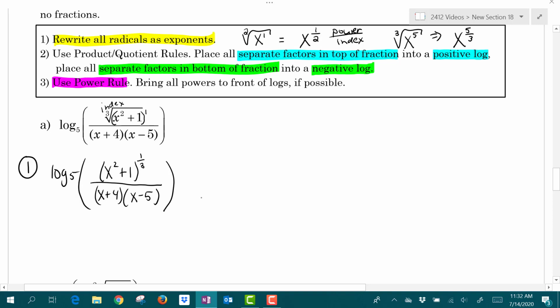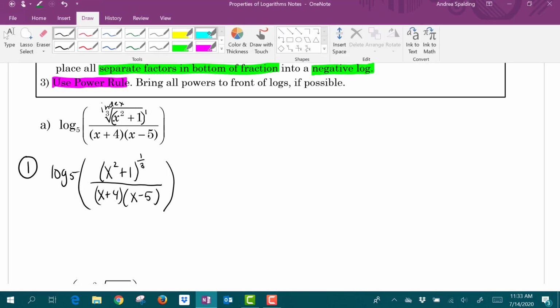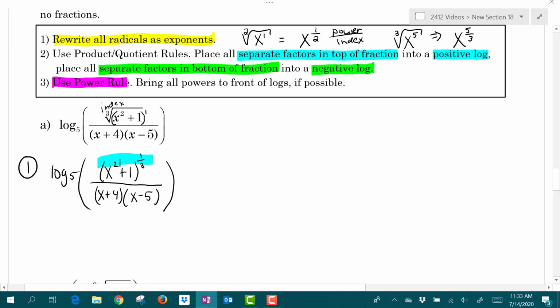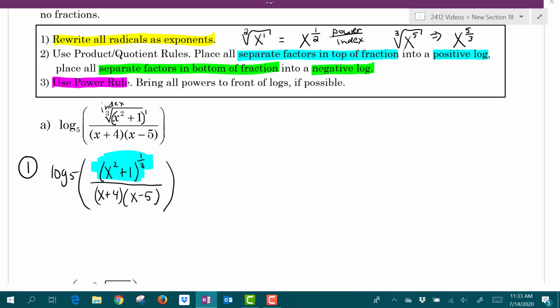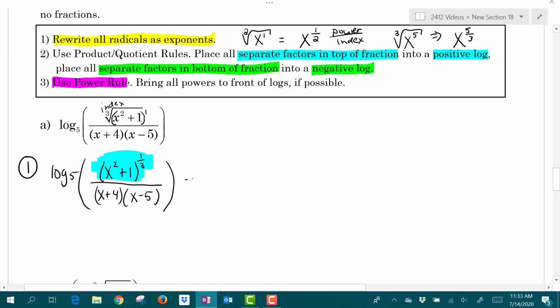Alright, so the next step is to use the product and the quotient rules. It says to look at the top and see what things are being multiplied together in the top. So what separate factors do we have? Well, I only have one factor and there's nothing being multiplied times that. So that is going to go into a positive log. So now I'm going to stretch this out.